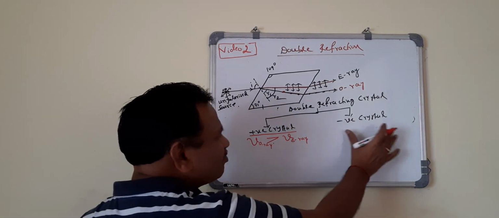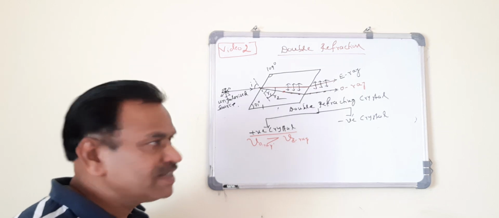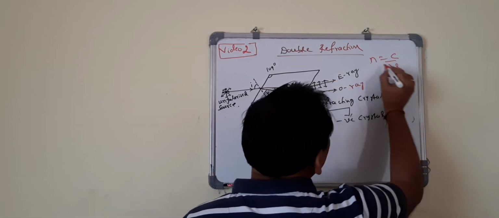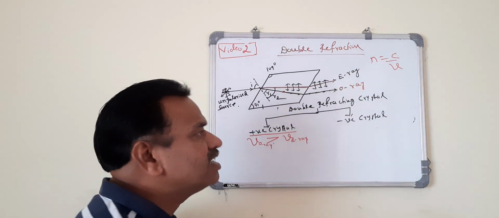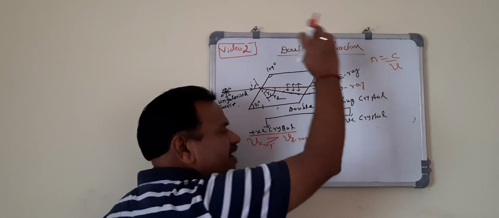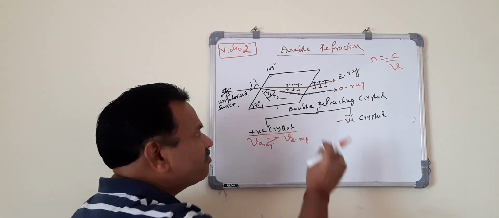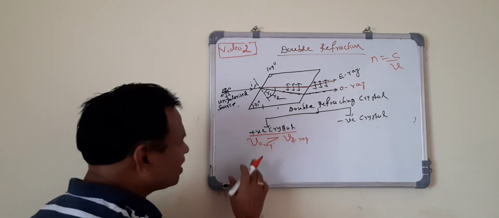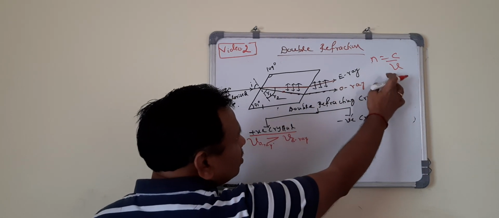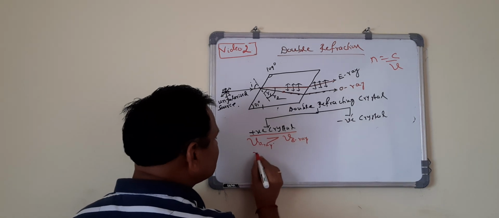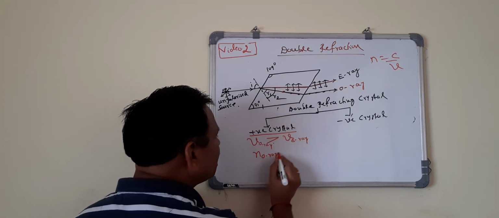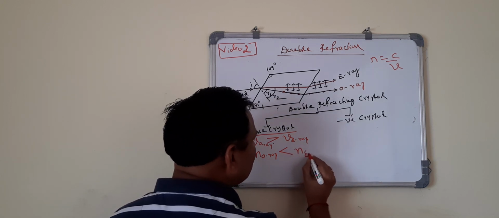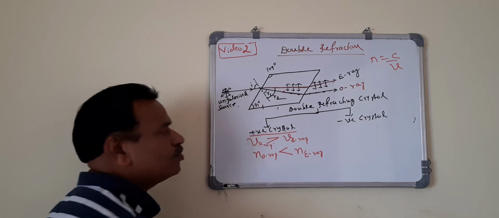Whatever you are studying, here it is exactly opposite. And we know that n equals c by v. How are n and v related? Inversely related. If velocity is more, refractive index is less. The refractive index for the extraordinary and the ordinary are different. If velocity is more, then n should be less. Here, n of ordinary is less than n of extraordinary ray. This is important.